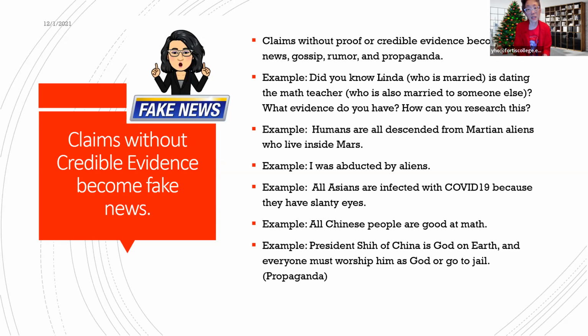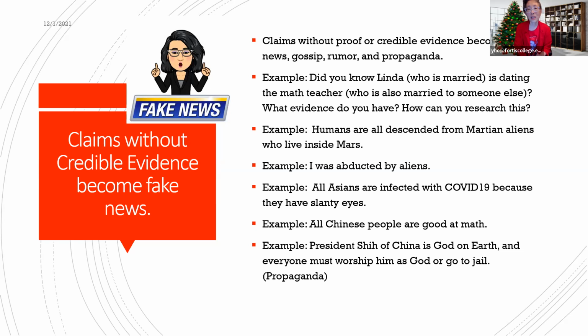And so when you make a claim without credible evidence, you can ruin someone's reputation, or you lead people down the wrong path. Okay, so you will always want to have credible evidence, accurate evidence, something that you can double check. So I came up with the example, humans are all descended from Martian aliens who live inside Mars, because people live inside Mars and they also live inside the moon. Can you prove it? Another example is, I was abducted by aliens.